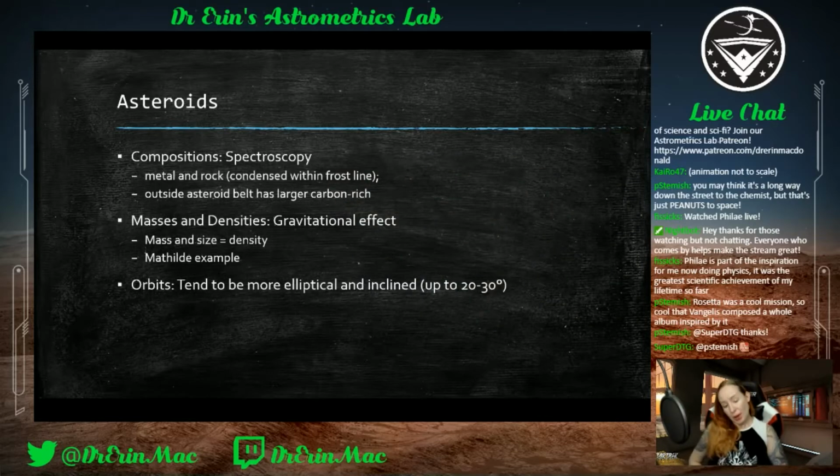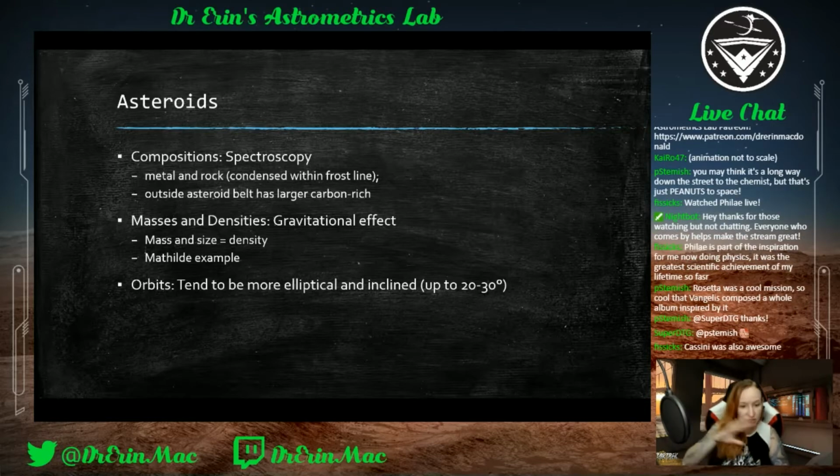So once we detect an asteroid, we're able to see it from reflecting and then emitting light. Remember, that's how we get that spectrum. It's a combination of both of those.